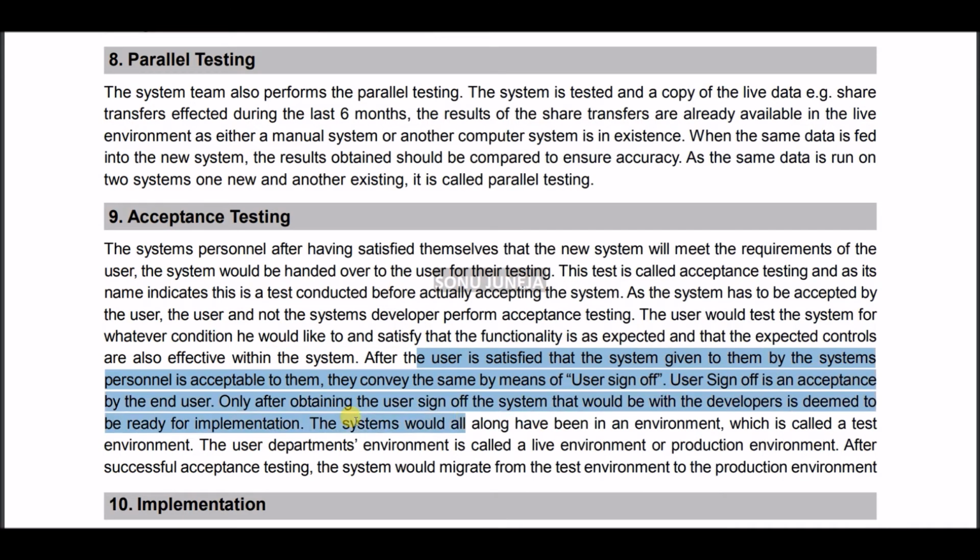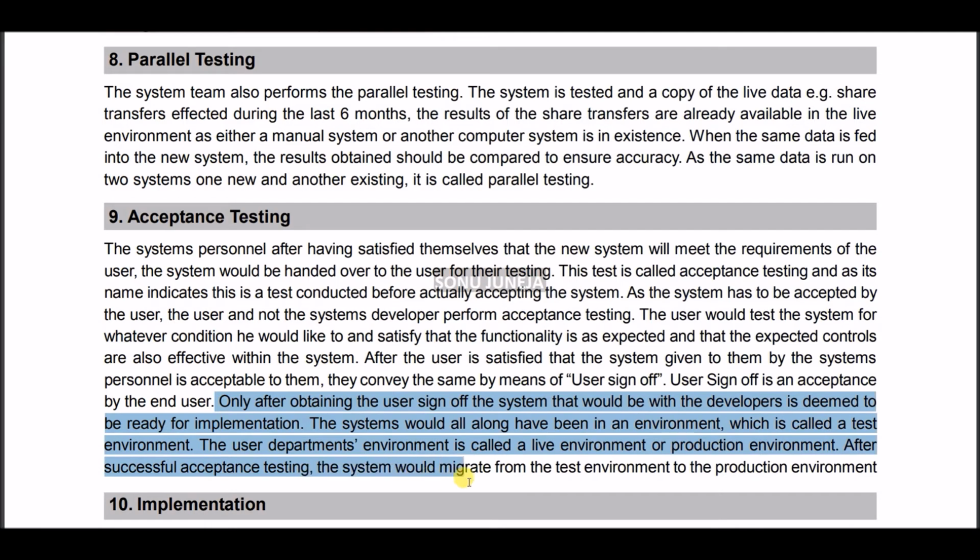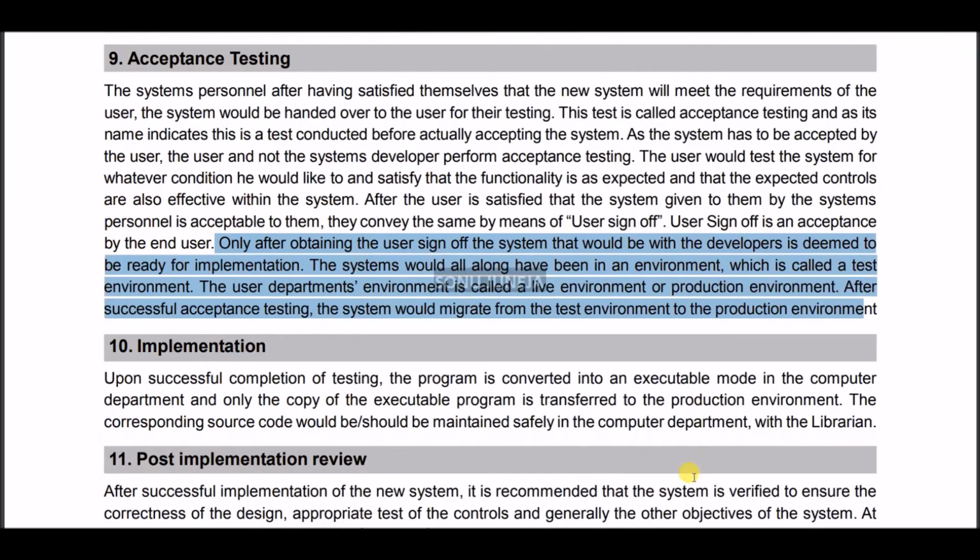User sign off is an acceptance by the end user. Only after obtaining the user sign off would the system be deemed by the developers to be ready for implementation. The system would so far have been in an environment which is called a test environment. The user department's environment is called the live environment or production environment. After the successful acceptance testing, the system would migrate from the test environment to the production environment.